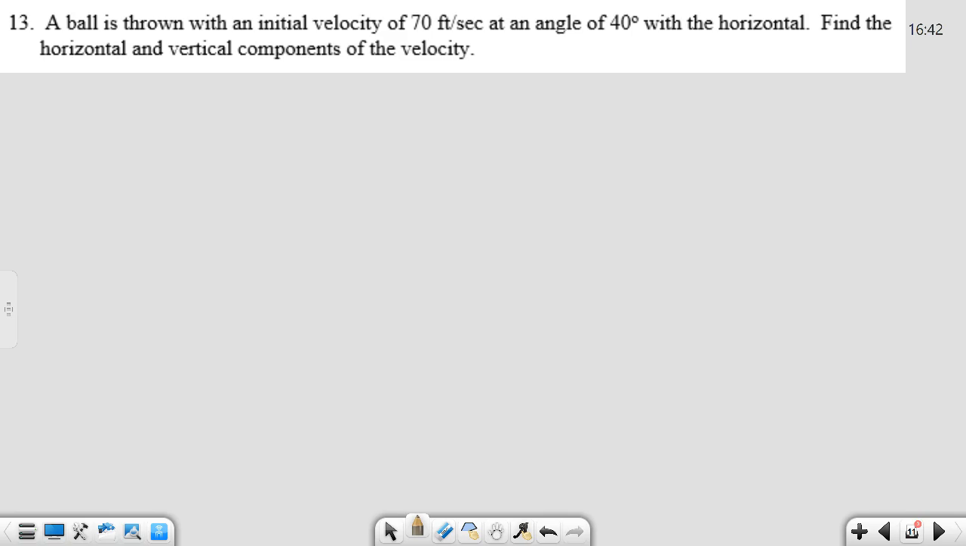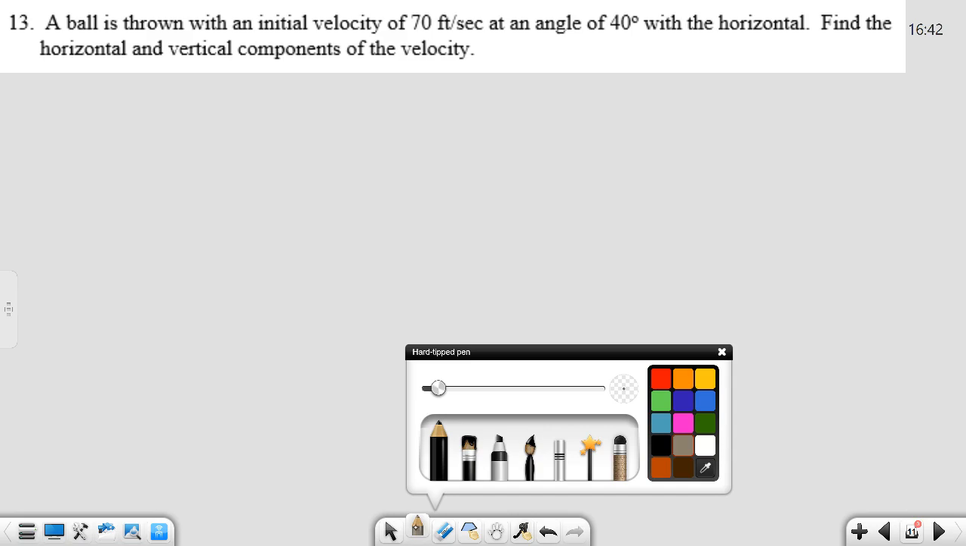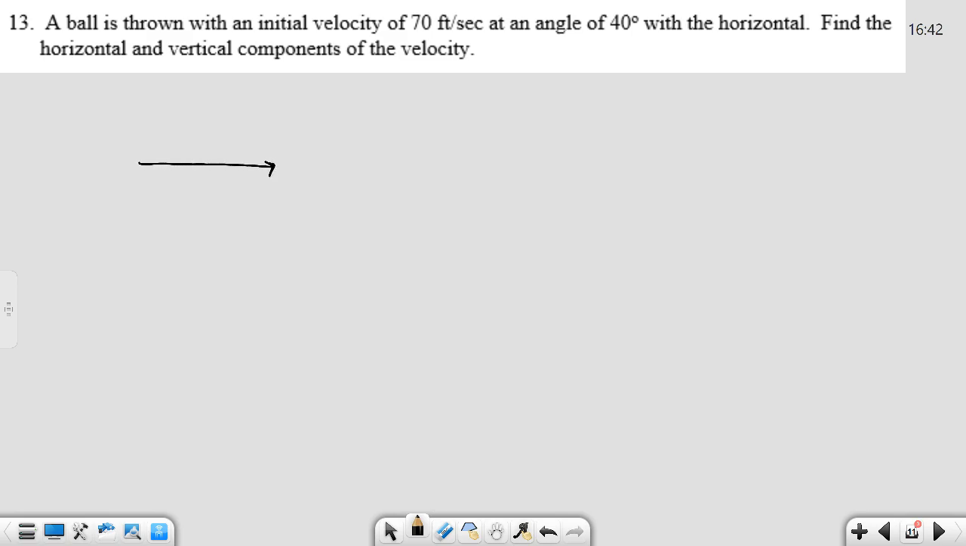Find the horizontal and vertical components of the velocity. Cool, not bad. All right, so let's draw ourselves a picture. We have an angle of 40 degrees with the horizontal. So there's my horizontal. Here's my 40 degrees. Fabulous. And it tells me the initial velocity is 70 feet per second.